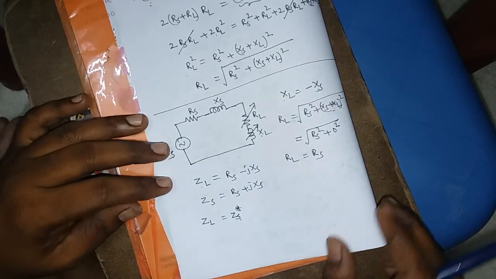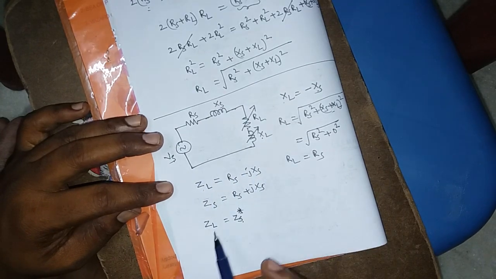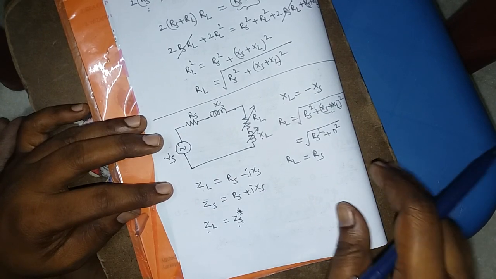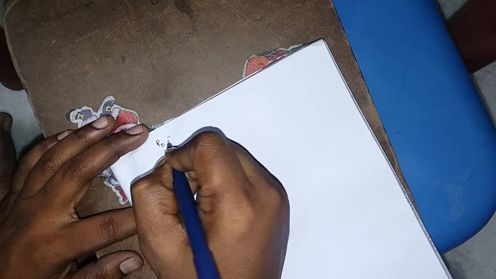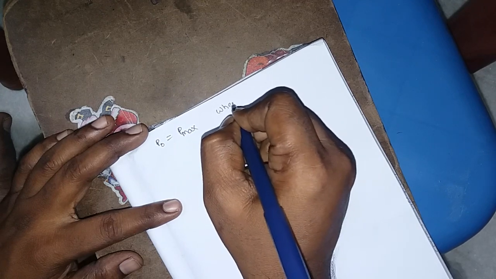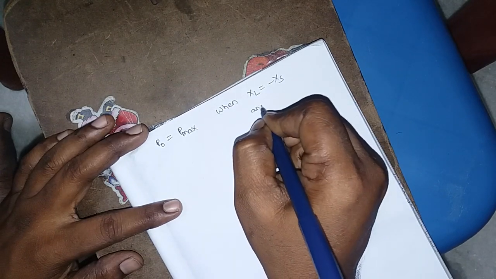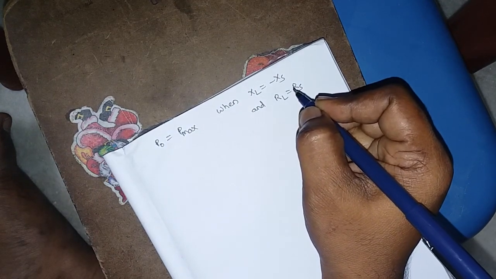It is very simple. Yes, what is that? The maximum power can be delivered from source to load when the load impedance is equal to complex conjugate of the source impedance. Now how much amount of maximum power is there? Yes, let us find the amount of maximum power. So the output power is maximum P max when, what is the condition? XL is equal to minus XS and RL is equal to RS.